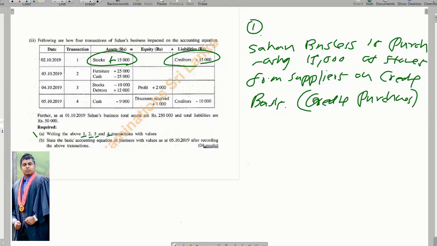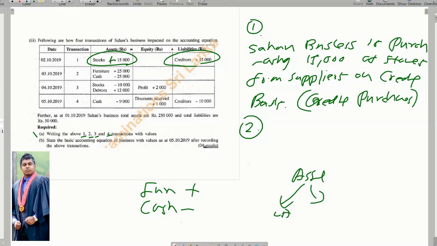So that means here we can see that the first answer is Sahan business is purchasing 15,000 of stocks from suppliers on credit basis. That means the word we are saying is credit purchases. Here it says the second transaction: furniture is increasing by 25,000. At the same time, cash is decreasing by 25,000. Same amount. Furniture is increasing, cash is decreasing. So here, under the assets column, there is an increment in the furniture and a decrement in the cash.